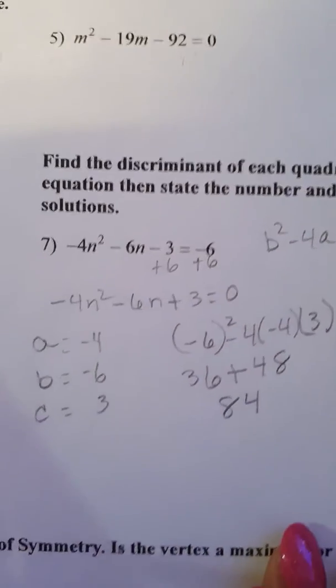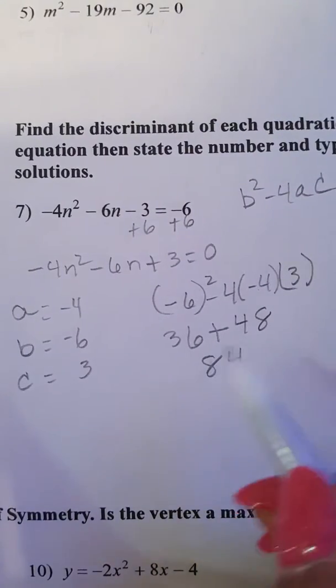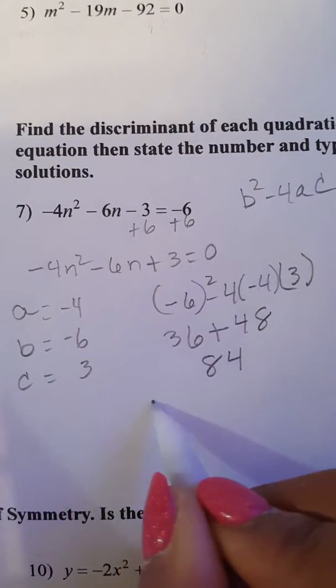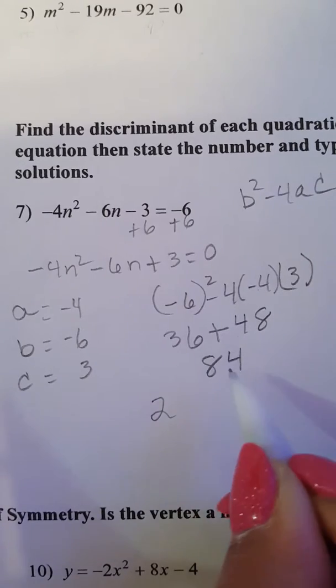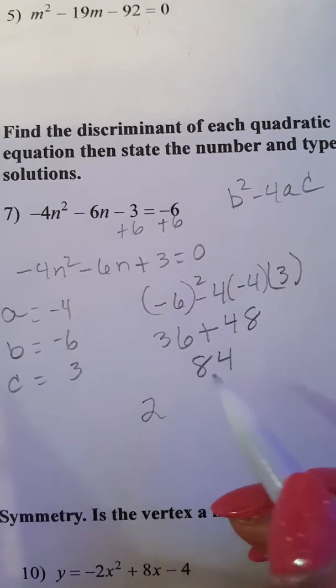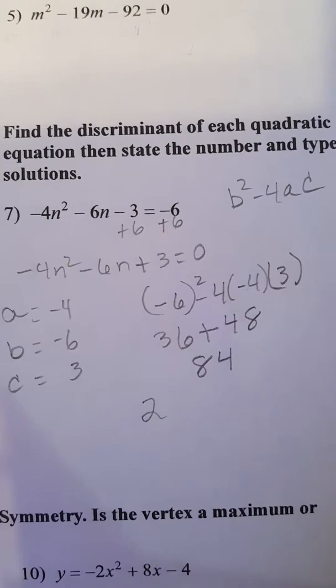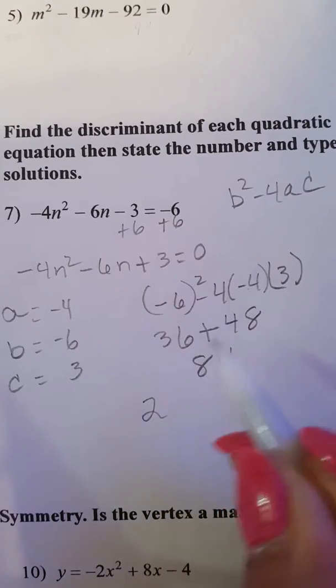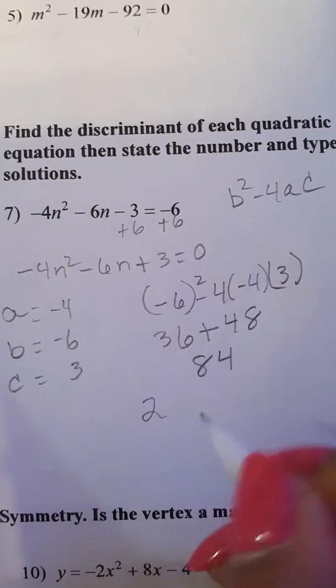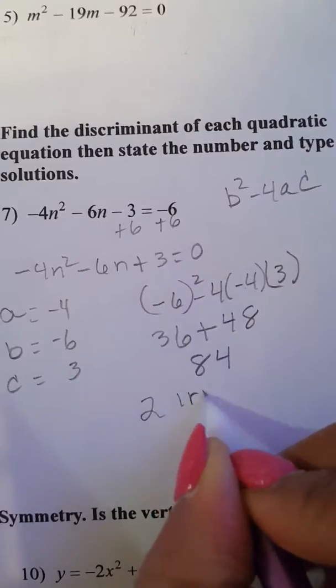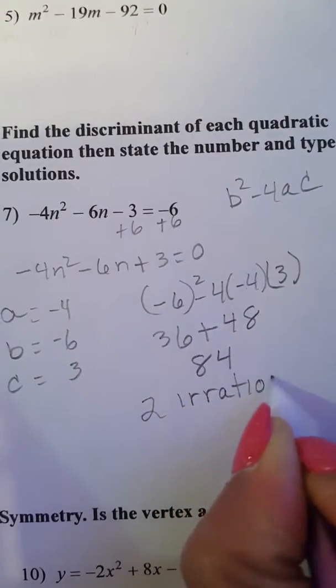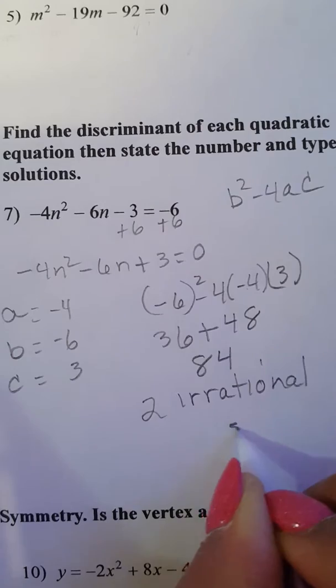Okay, and if this number is positive, we'll have two real solutions, but we want to identify real either as rational or irrational. 84 is not a perfect square, so we have two irrational solutions.